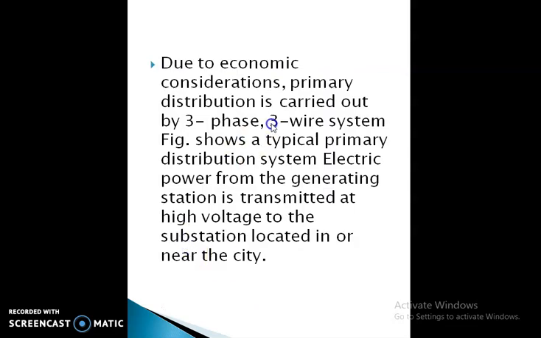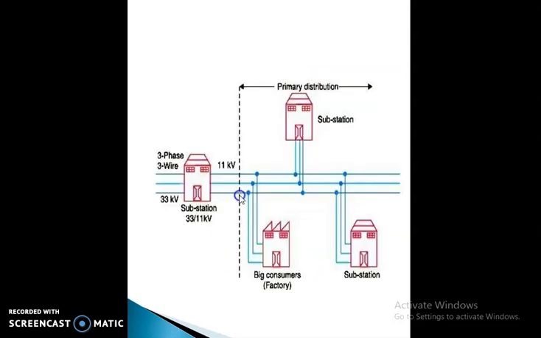Due to economic considerations, primary distribution is carried out by a three-phase three-wire system. Figure shows a typical primary distribution system. Electric power from the generating station is transmitted at high voltage to the substation located in or near the city. This one is the distribution system. This is the 11 kV bus bar.